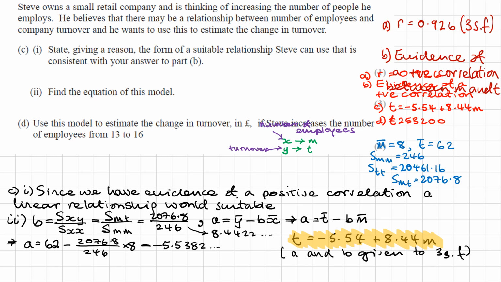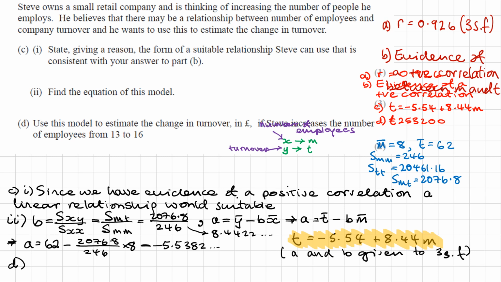of this question asks us to use this model to estimate the change in turnover in pounds if Steve increases the number of employees from 13 to 16. Now we don't need to put 13 and 16 into the whole equation. The only bit that's going to change is this part here, and m increases by 3, so we'll just increase m by 3, and actually all we need to do is put 3 for m because it's linear. It doesn't matter which two values I put in, the increase is going to be the same.